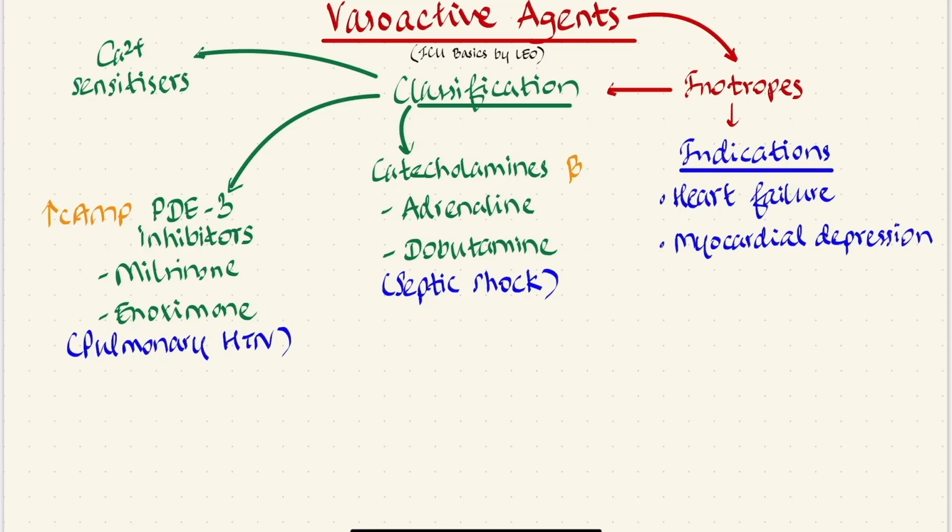Calcium sensitizers, levosimendan for instance, work by sensitizing the myocardium to calcium and increasing contractility without increasing oxygen demand. Like phosphodiesterase 3 inhibitors, they have positive lusitropy, causing myocardial relaxation.